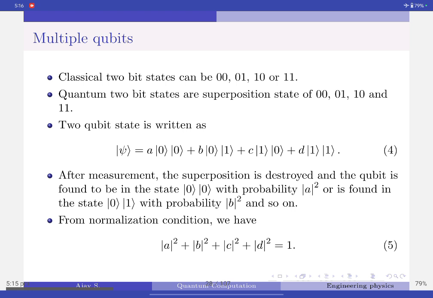After measurement, the superposition is destroyed and the qubits are found to be in one of the states. The probability of finding it in the state 00 is mod A squared, in the state 01 is mod B squared, in 10 is mod C squared, and in state 11 is mod D squared. And again we have the normalization condition. The sum of the probabilities must be equal to 1: mod A squared plus mod B squared plus mod C squared plus mod D squared has to be equal to 1.